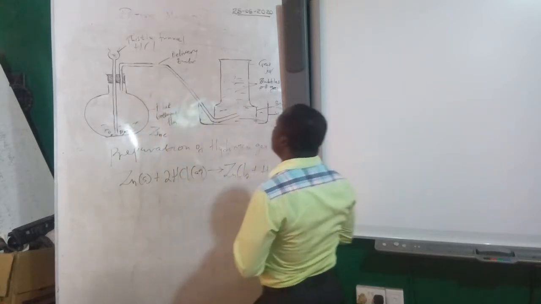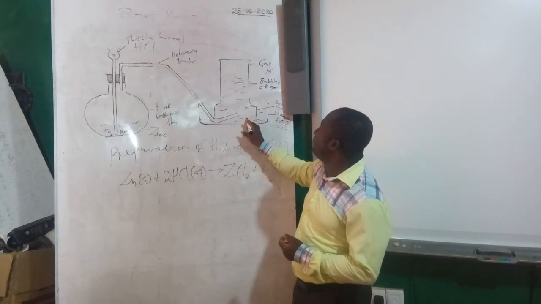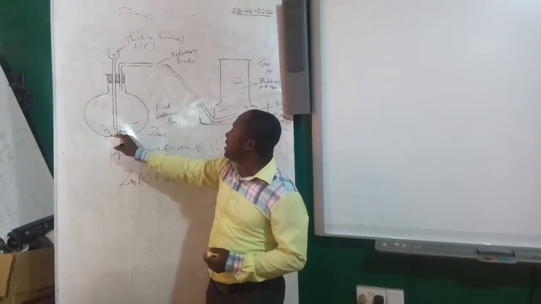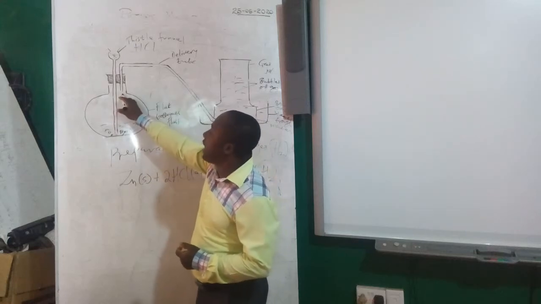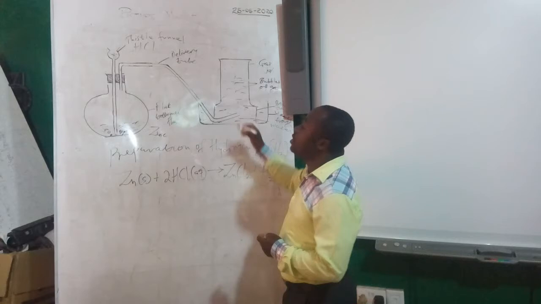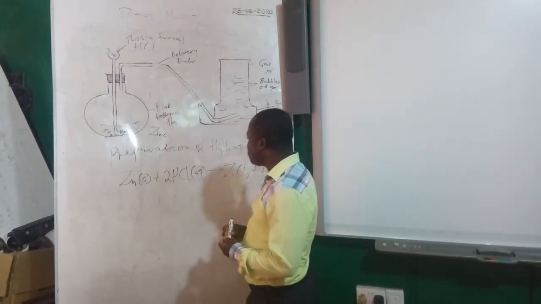You should also know that the delivery tube enters the beehive stand. So we have three things here: the thistle funnel inside the reactants, the delivery tube hanging in the flat bottom flask, and the delivery tube entering the beehive stand. So let's take note of that.